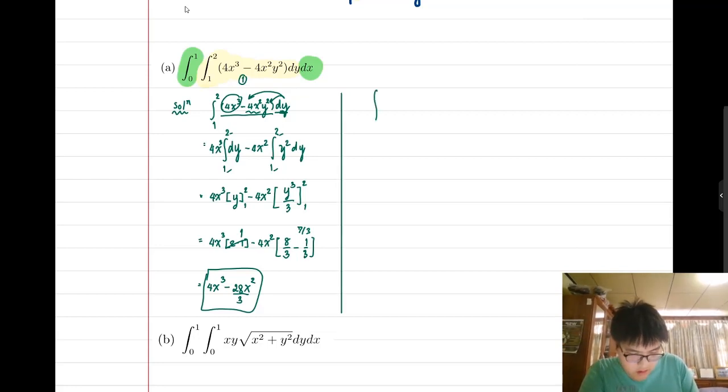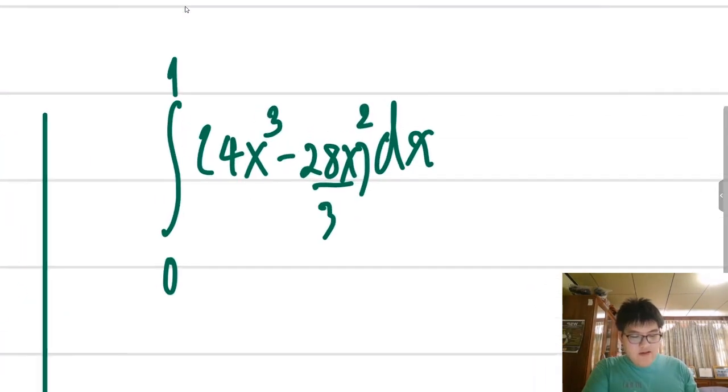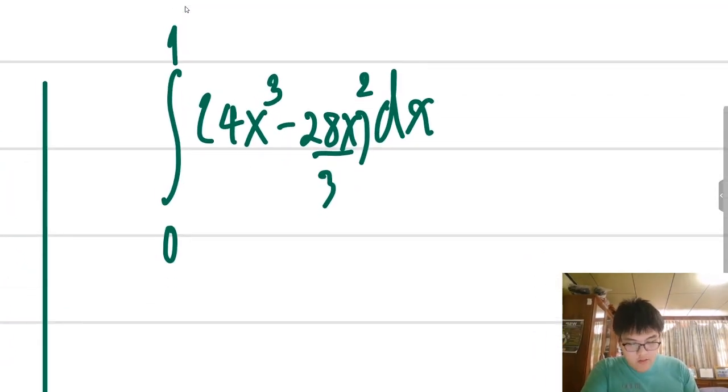Okay, we will copy all of the bounds up here with respect to x. Here, 4x cubed minus 8x over 3, like this. And the last step that we need to do: this one is with respect to x, which means x is the variable that we need to integrate.